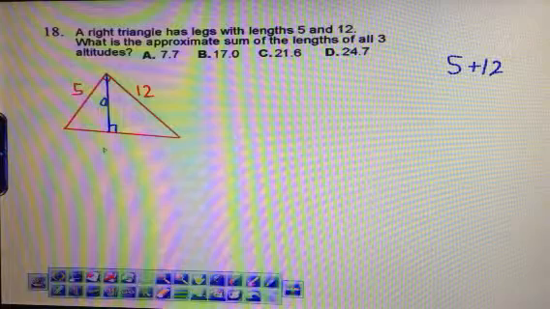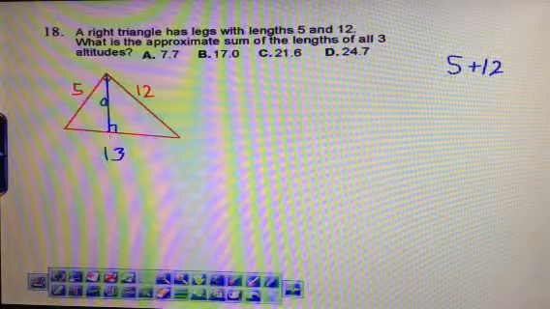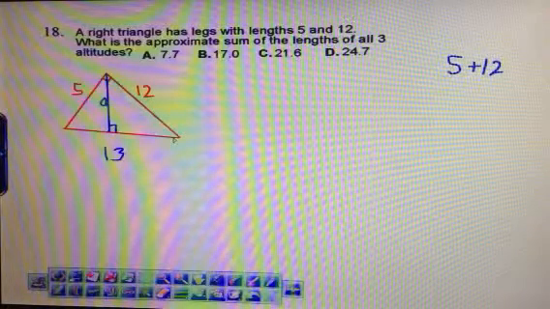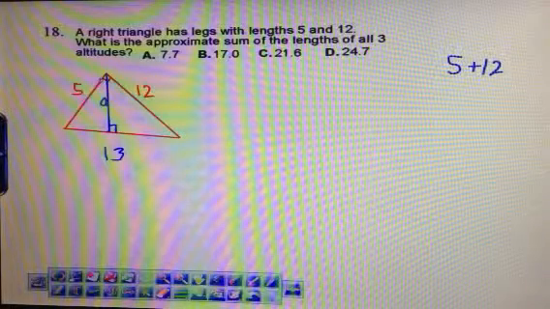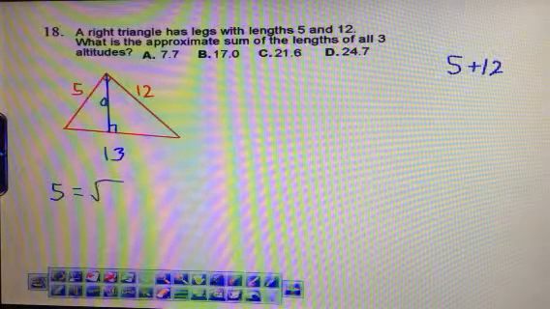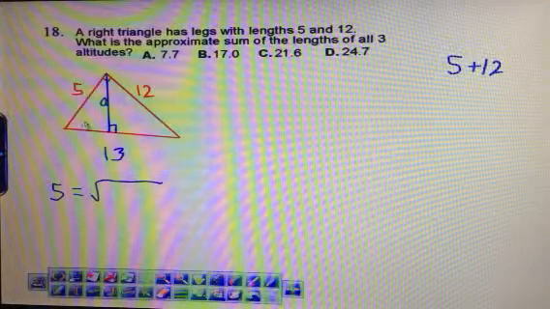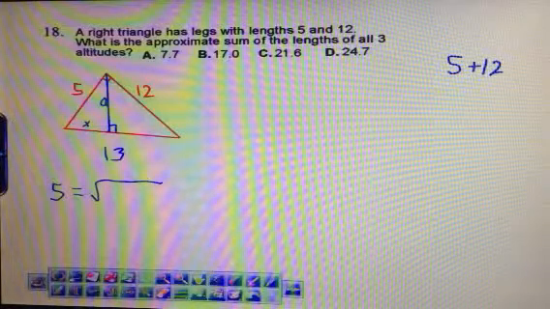If you remember your Pythagorean triples, you'll know that this is 13. If not, go to your Pythagorean theorem and solve it, and you should get 13 for the hypotenuse of the big triangle. If you think back to geometric mean, the legs of a triangle, that 5 is the geometric mean. It's the positive square root of the product of the segment of the hypotenuse closest to it, or adjacent to it, and the full hypotenuse.